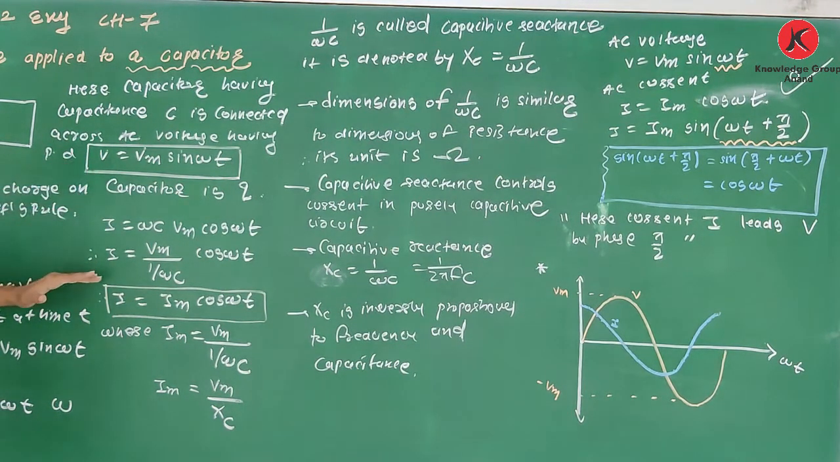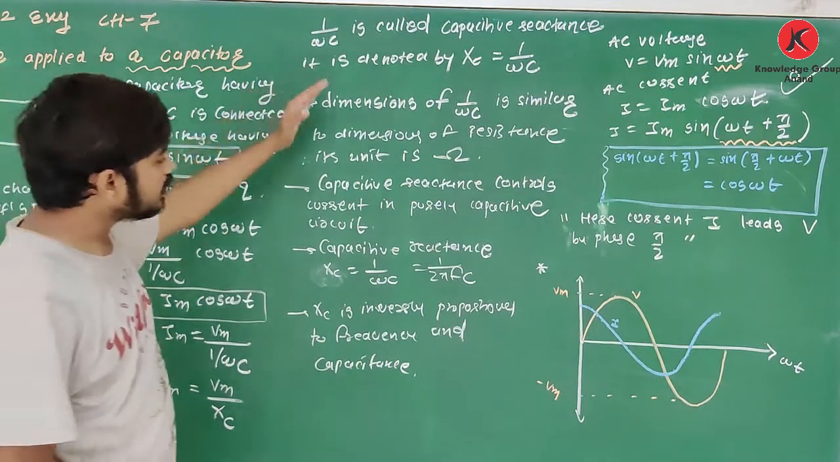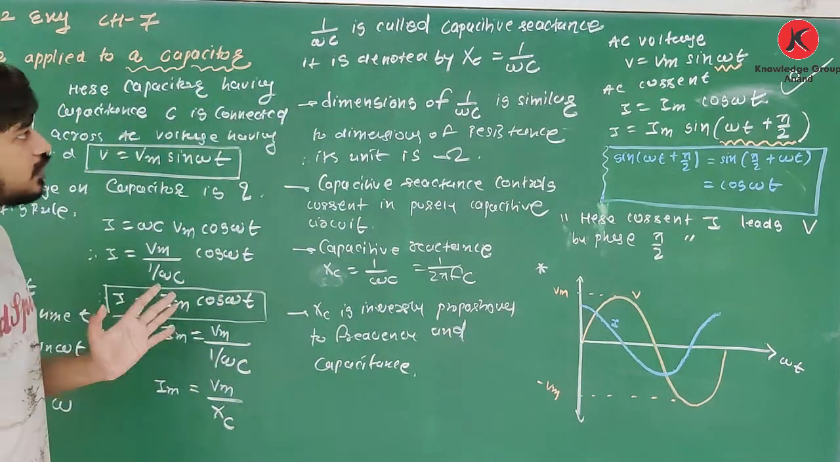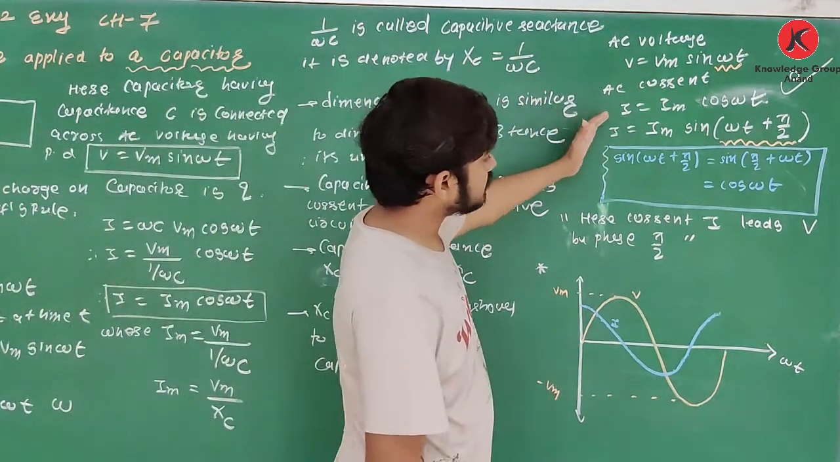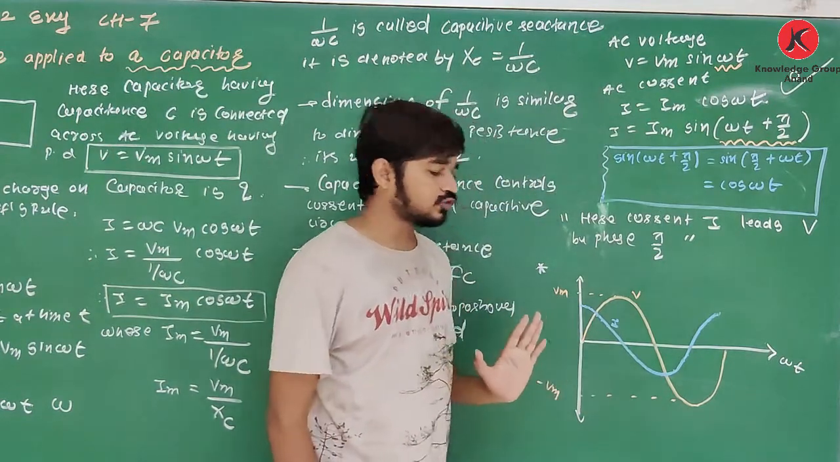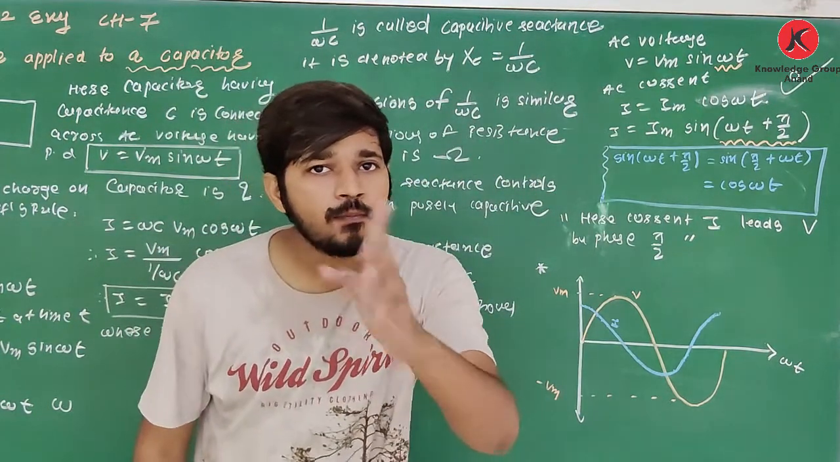Clear about this? Points you have to cover: draw this figure, the AC voltage, obtain the equation of current, then write about 1 upon omega c, that is capacitive reactance. Then you have to draw this graph for the phase difference, and now it's time for power.